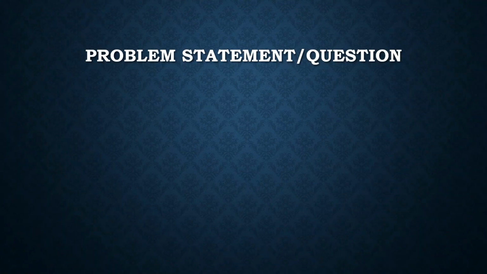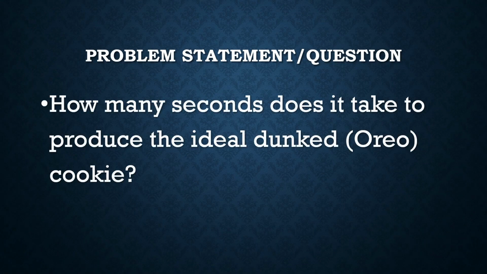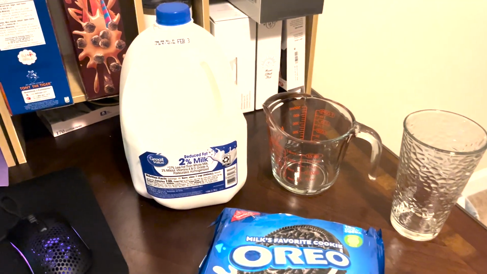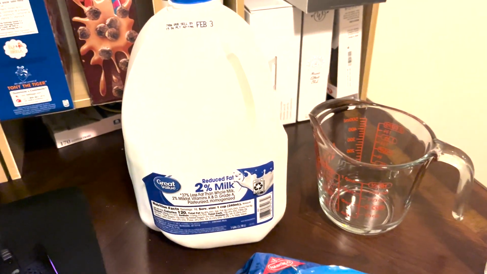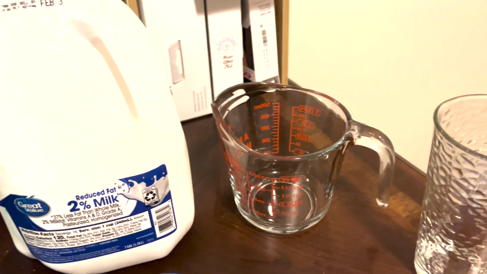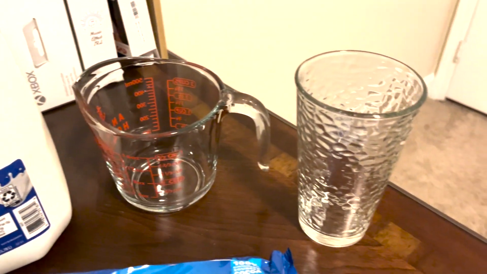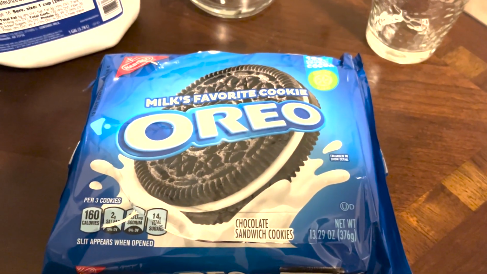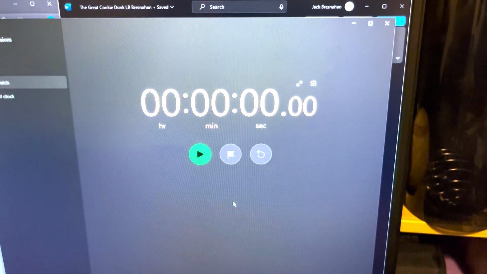The question we are asking in this lab is how many seconds does it take to produce the ideal dunked cookie? The materials you'll need for this lab are the cookie of your choice, and I will be using the original Oreo cookies, a gallon of milk or other liquid, a glass or a cup, a stopwatch, a measuring cup, and then a dish to place the cookie on when it's done being dunked.